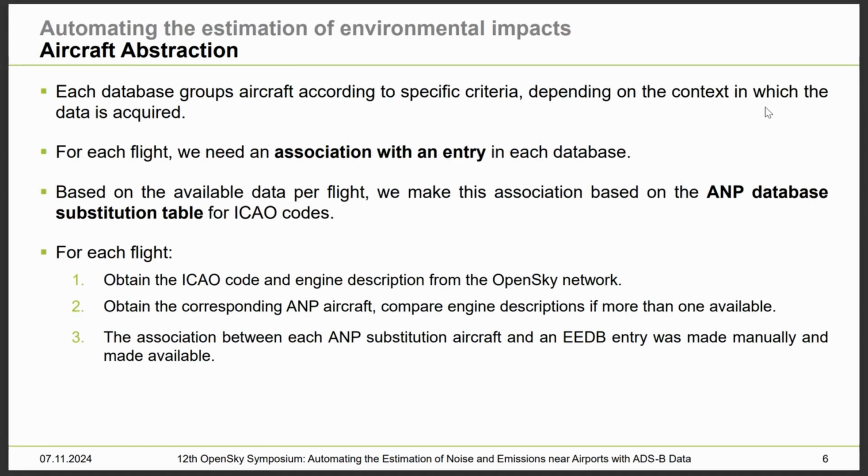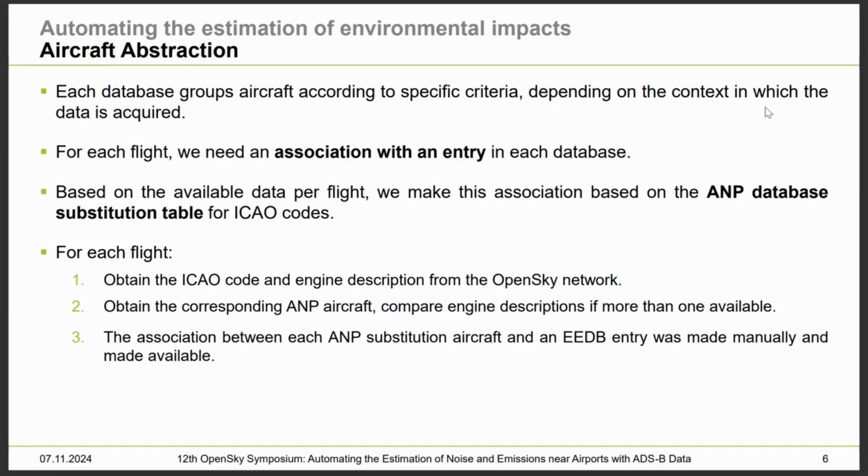So this slide is trying to explain how I solve the problem of associating what we get from OpenSky. So from OpenSky I get the trajectory, but I don't know which flight, what aircraft is flying that trajectory, or more specifically, I don't know which entries to use in each of the databases that I need in order to estimate noise and emissions.